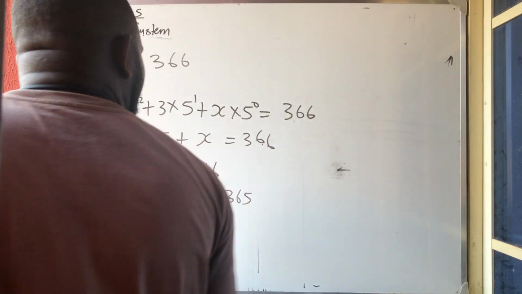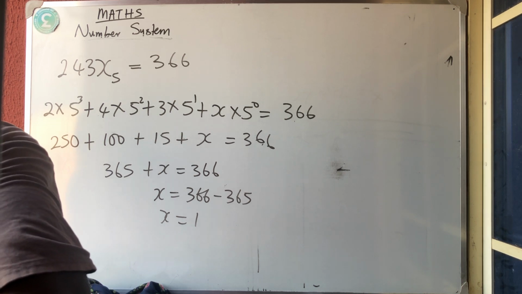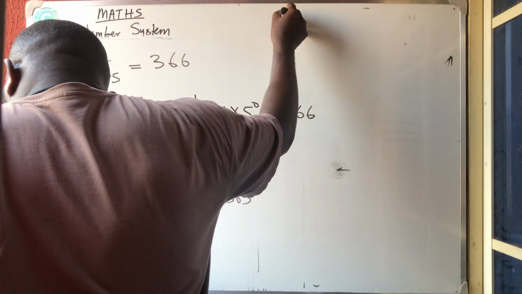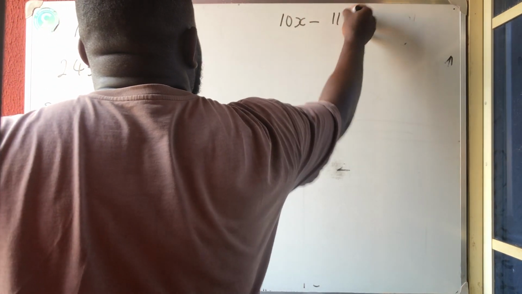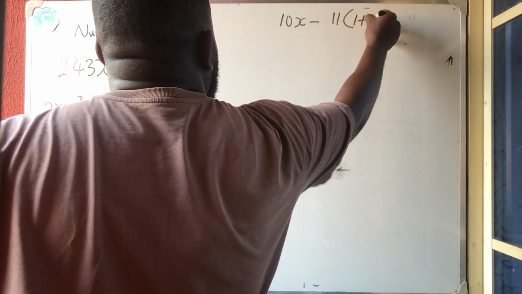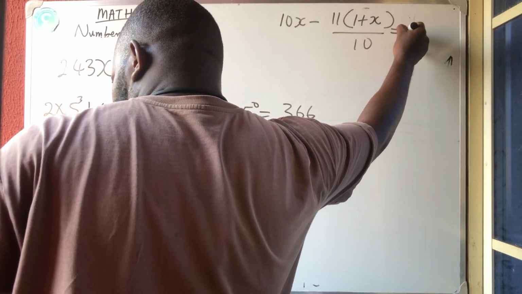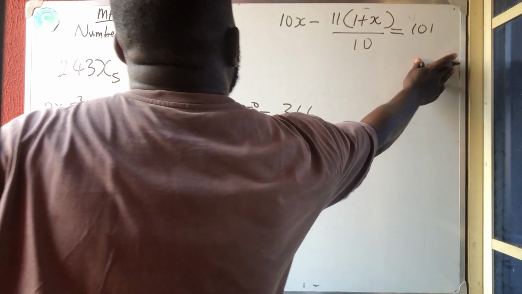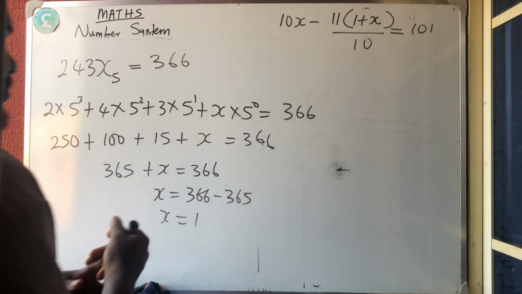Look, I saw one beautiful question. You can look at it and drop the answer in the comment section. They said 10x minus 11 bracket 1 plus x over 10 is equal to 101. Find x and leave your answer in base 2.